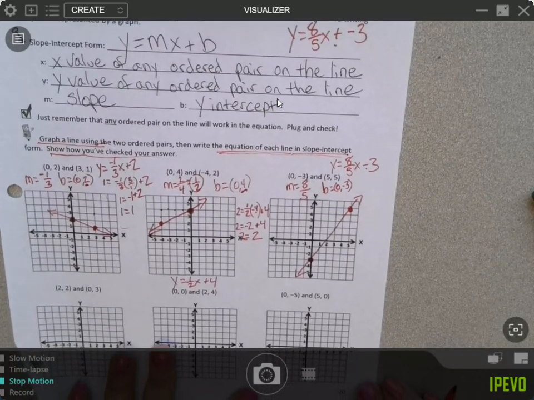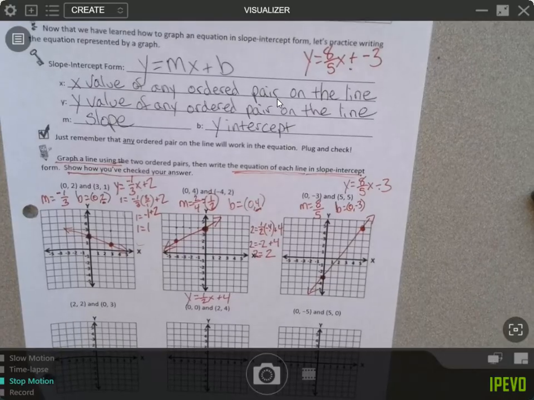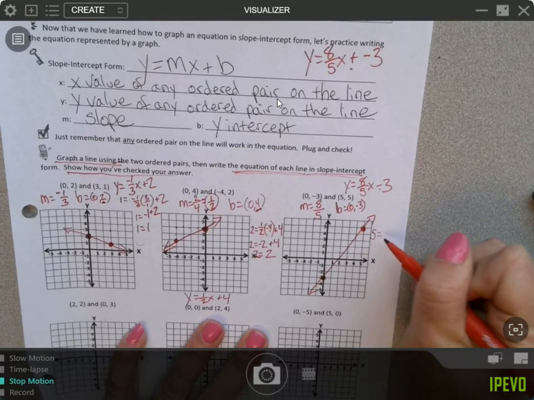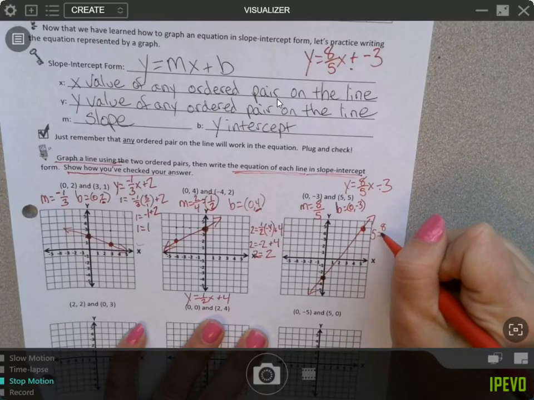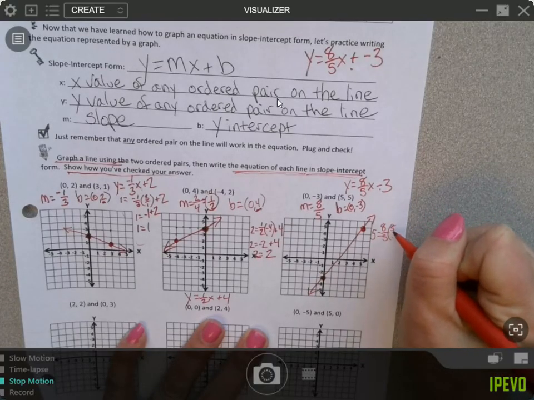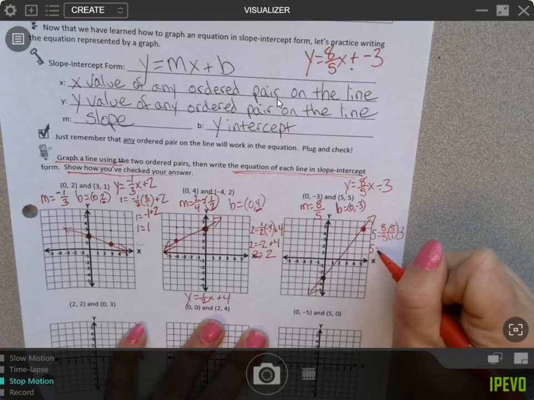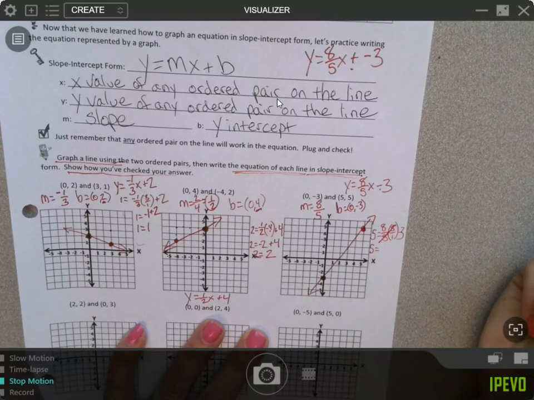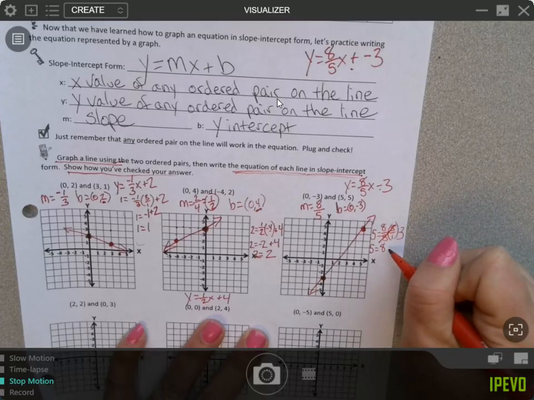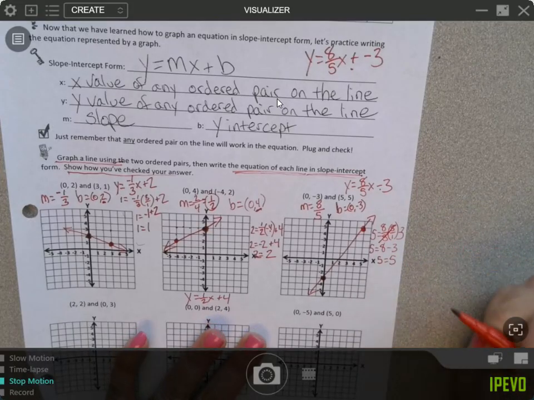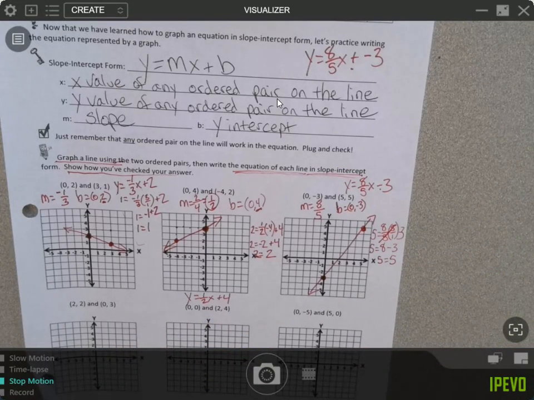So now I need to check my work. Which point should I use to check my work? Fallon. 5, 5. All right, so y equals 5. 5 equals 8 over 5 times that 5 over 1 minus 3. So 5 equals, I'm going to cross simplify here, 8 over 1 is an 8 minus 3. 5 equals 8 minus 3 is 5. 5 truly does equal 5.